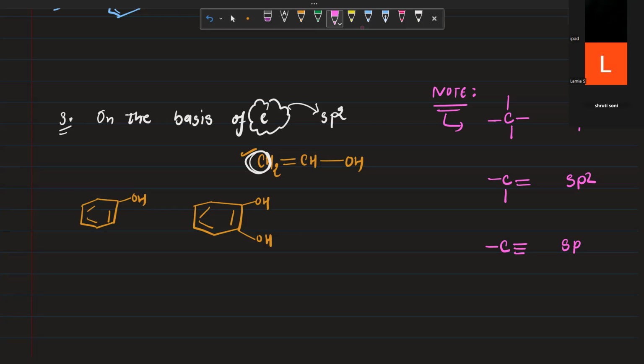It would be sp3. How? Or do you think that the carbon is attached with a double bond? This carbon is attached with a double bond, no?